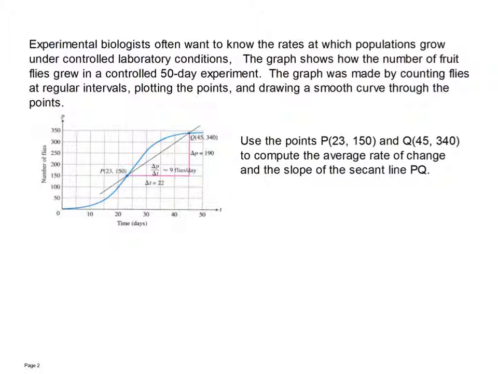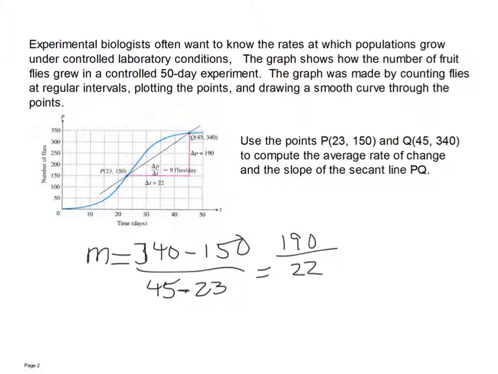So it's just the slope. If you want to go ahead and pause and try that yourself, do it. Pause after you look at my answer if you need to regroup and see what I did. But I want to talk about units. I got 190 over 22. That's 190 fruit flies over 22 days. That's the average rate of change. Now, it might make more sense to round in this case. 190 divided by 22, I get about 8.6 flies per day.